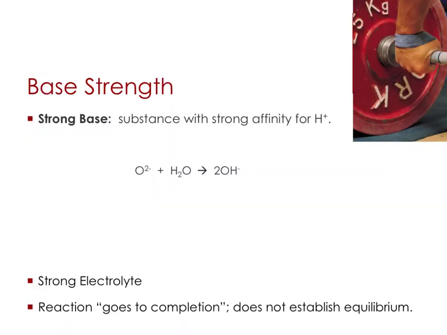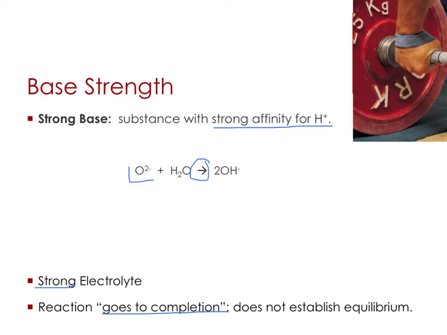While we generally focus on acid strength, base strength is also important to understand. We define strong bases as substances with strong affinities for H+. Because they also put a lot of ions in solution, they're strong electrolytes, and they also go to completion. These reactions go to completion, again, as you can see by the single-sided yields arrow.